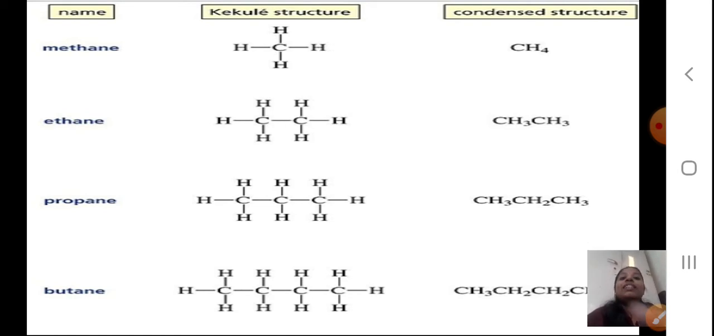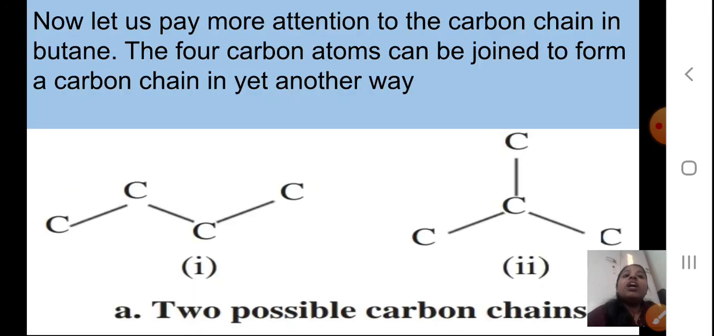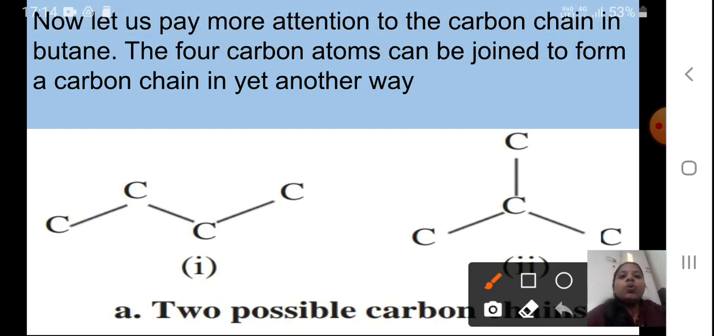Now the next part we are going to study, that is the 2 possible carbon chains which can happen. Now let us pay more attention to the carbon chain in butane. Butane we have seen has 4 carbons, in a straight line, joined together by single bonds. Now the 4 carbon atoms can be joined to form a carbon chain in yet another way. How can you do it, students? You have 2 possibilities. You can show it in this way. See the first one, how the 4 carbons are shown. Next you can show it in this one also, where I am showing 1 carbon out of the chain.